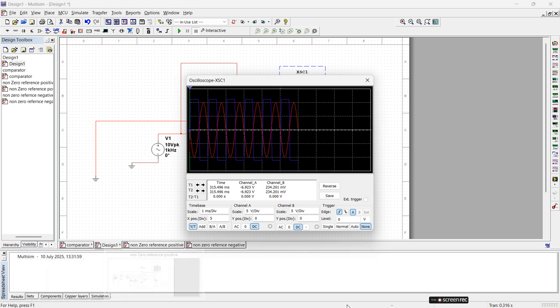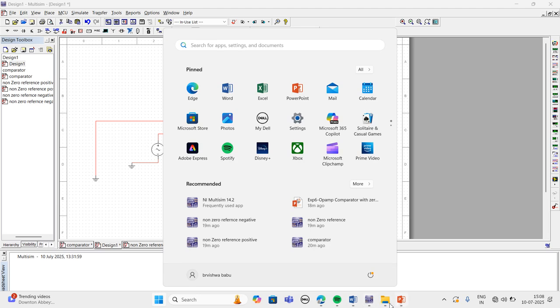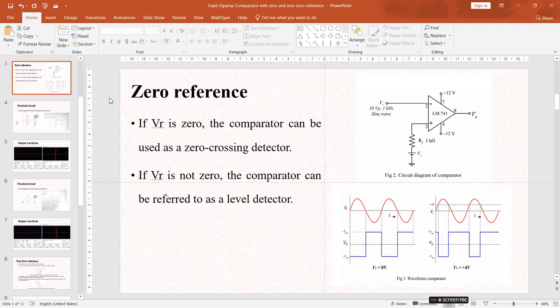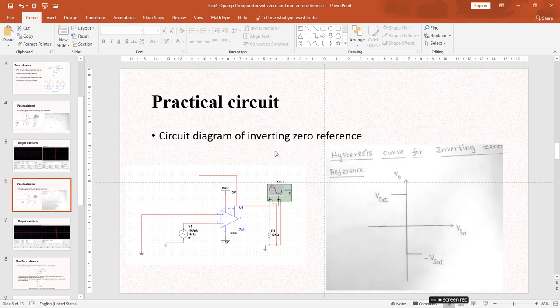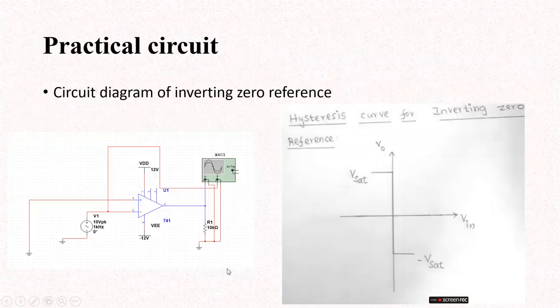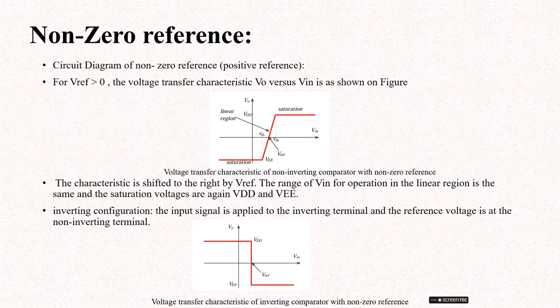Next we go for the explanation of non-zero reference. I hope you already understood what zero reference is. If VR is zero, the reference voltage is zero, and the comparator can be used as a zero crossing detector. We have already discussed the inverting and non-inverting zero reference circuits and their hysteresis curves. So next we go for the non-zero reference.